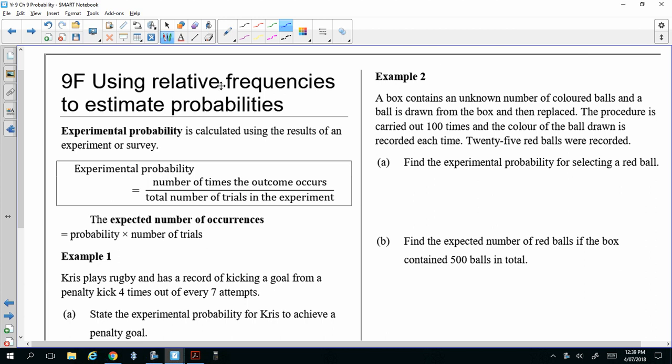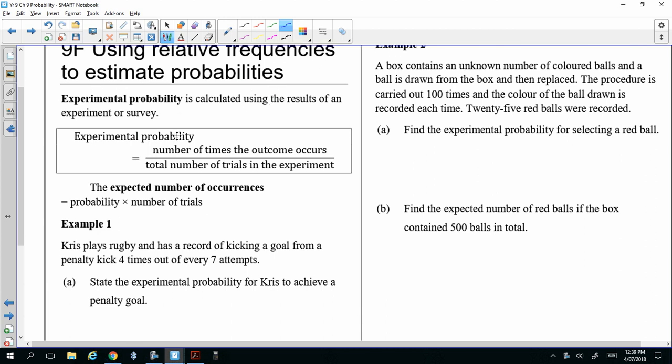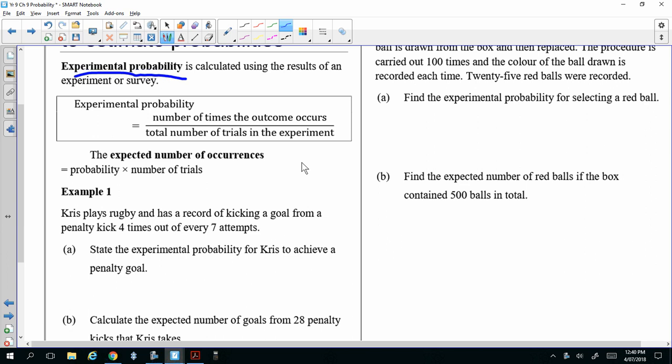Passionate about using relative frequencies to estimate probabilities. So there's a new formula to calculate probability called the experimental probability. It is calculated using the results of an experiment or survey. The experimental probability is the number of times the outcome occurs over the total number of trials in the experiment. And the expected number of occurrences is probability times the number of trials.